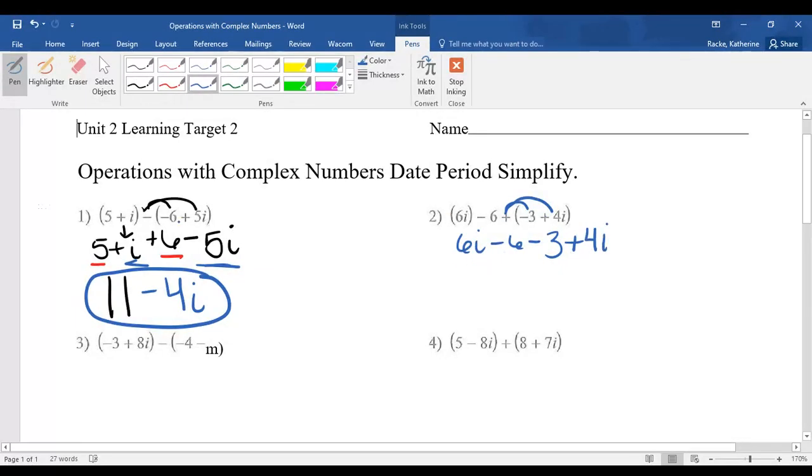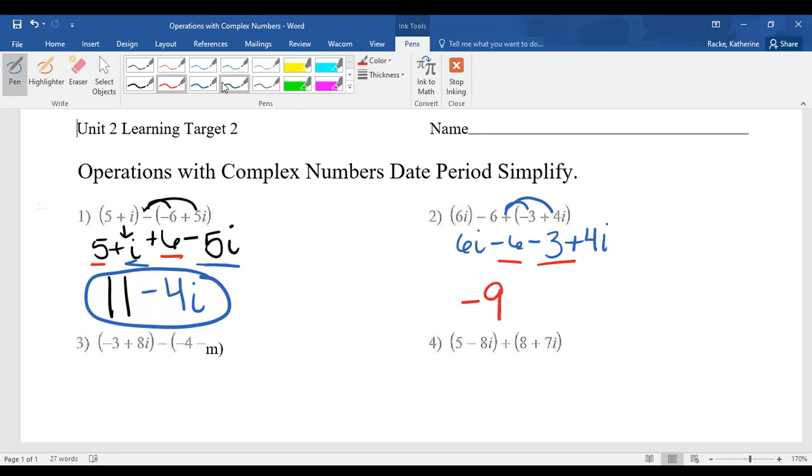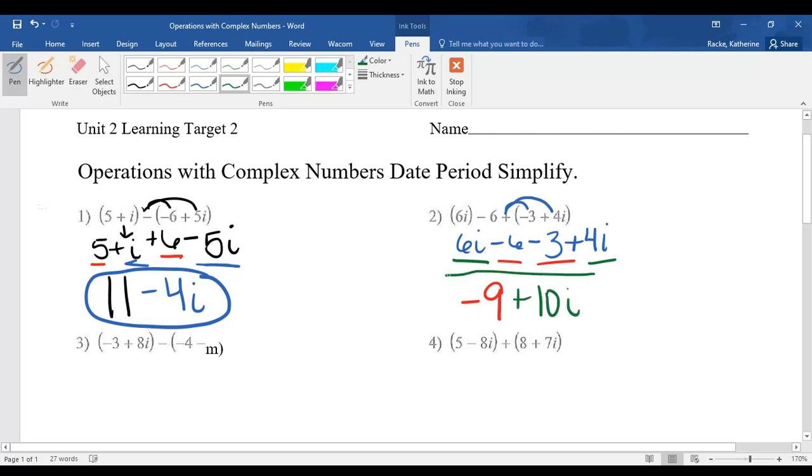So let's do our constant terms first. Negative 6 minus 3 is going to give me a negative 9. And then 6i plus 4i is going to give me a plus 10i. And that will be your answer. Okay. Moving on to number 3.